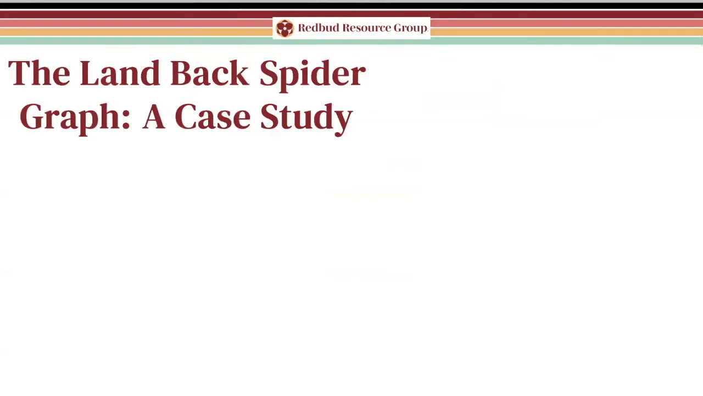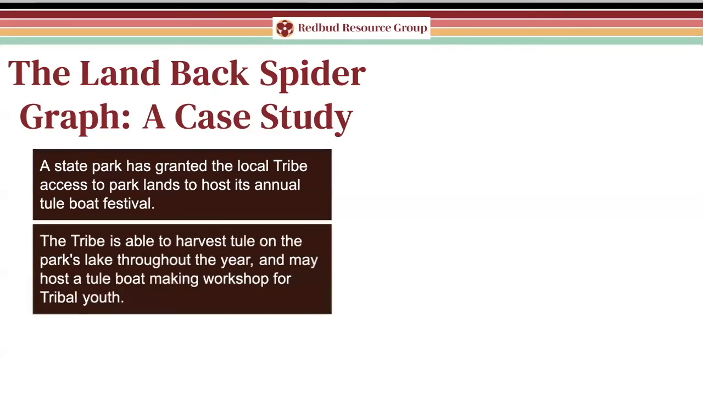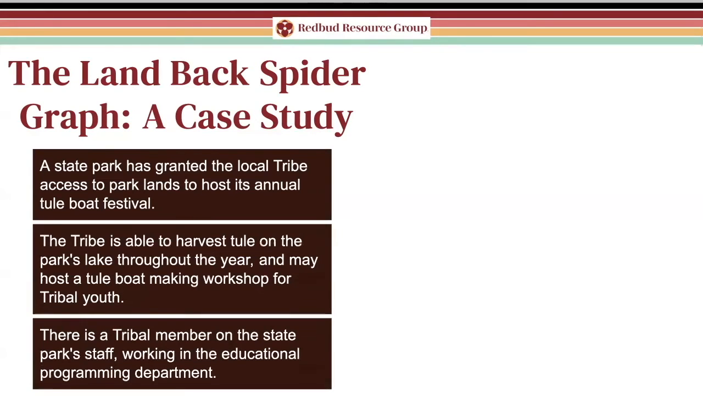Let's review a case study or scenario together to practice using the land back spider graph. Here is the case study. A state park has granted the local tribe access to park lands to host its annual Tule Boat Festival. The tribe is able to harvest tule on the park's lake throughout the year and may host a tule boat making workshop for tribal youth. There is a tribal member on the state park staff working in the educational programming department.